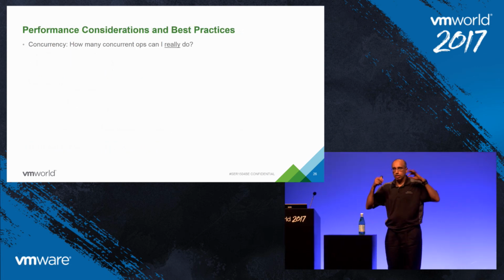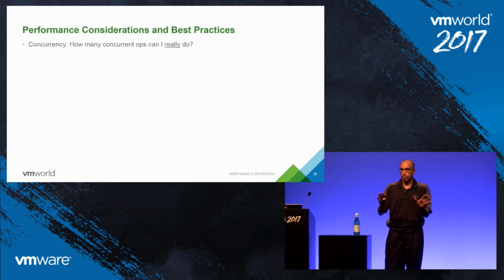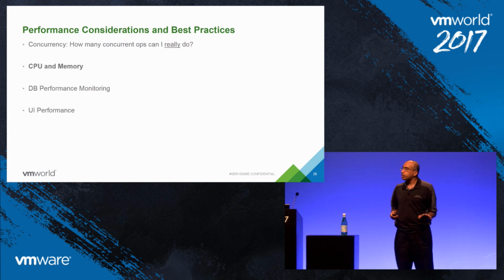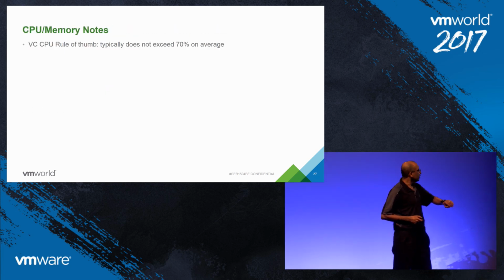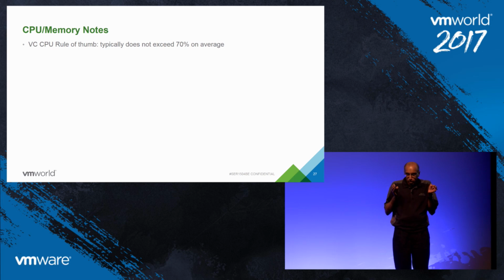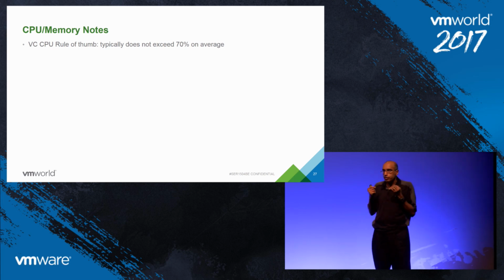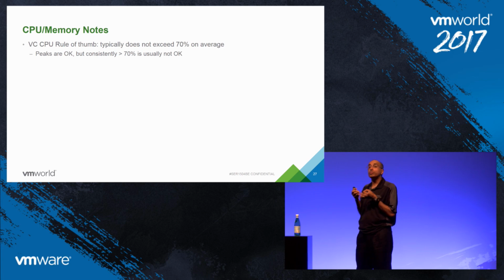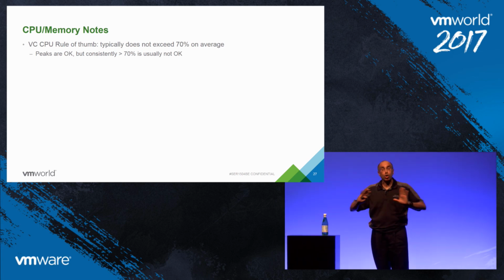Okay, so that was a bit of a deep dive on concurrency. Next, let's talk about CPU and memory monitoring. Here's my rule of thumb. If your vCenter CPU, this means the entire vCenter server, is 70%, you should not let it exceed 70% on average. Okay? If there are occasional peaks above 70%, that's totally fine.